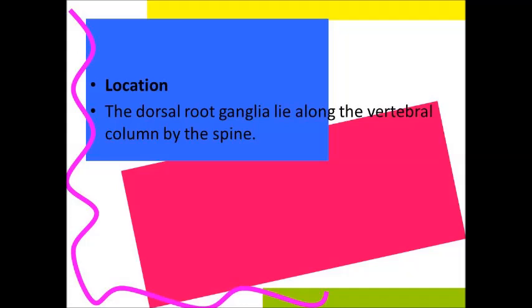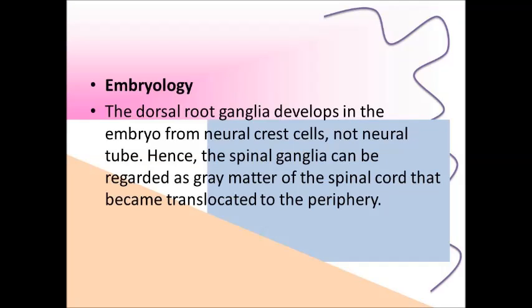Location. The dorsal root ganglia lie along the vertebral column by the spine. Embryology. The dorsal root ganglia develop in the embryo from neural crest cells, not the neural tube. Hence, the spinal ganglia can be regarded as gray matter of the spinal cord that became translocated to the periphery.